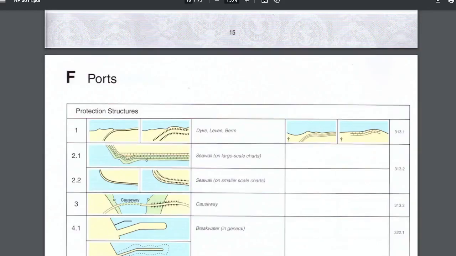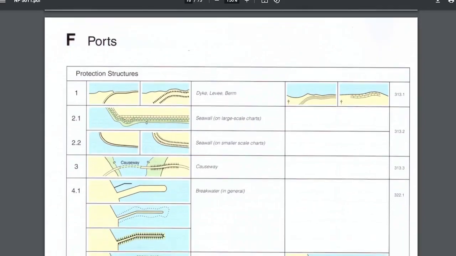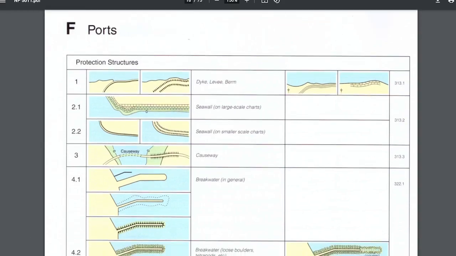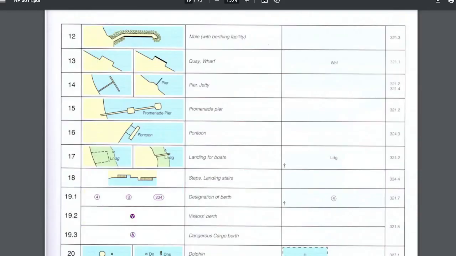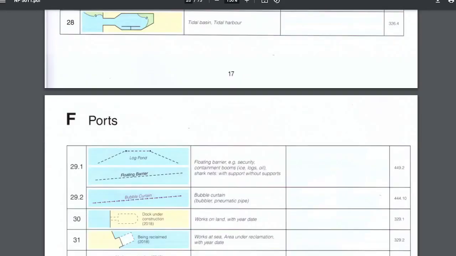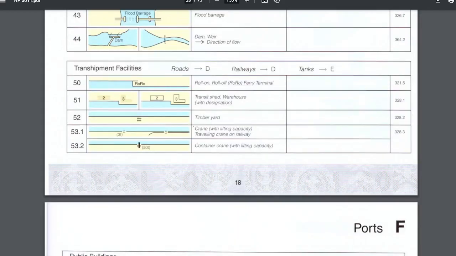Ports, all the features in the ports, a breakwater. You guys know what a breakwater is. It's basically to reduce the effect of the rough seas coming inside the port, which end up damaging the ship's ropes and all because of the heavy swell. These act as a barrier to the shore, to the ports. Ports continued.